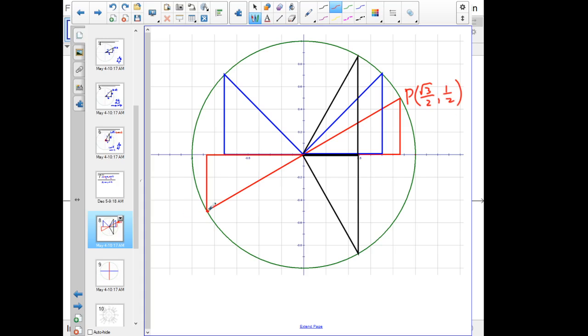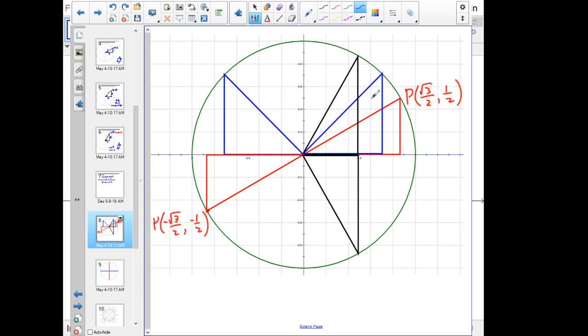That means that this point is going to have those same magnitudes for the x and y coordinates, but this point has a negative x-coordinate and a negative y-coordinate. So this is actually the point negative √3/2, negative 1/2. But the actual magnitude of the numbers is the same.